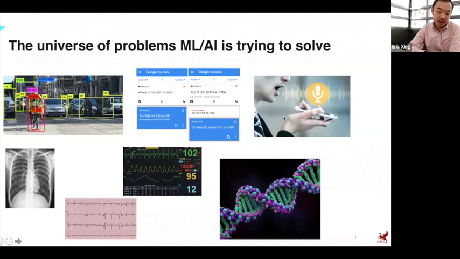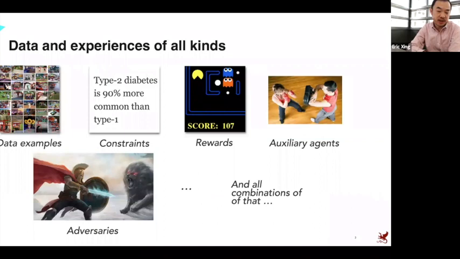Right. So this myriad of questions is first of all signified by the variety of data that they are generating, and also the kind of data we need to analyze. Here are just some examples of such data and experiences. They are very diverse. First of all, what immediately comes to our mind might be different types of data: image, text, time series, graphs, and so forth.